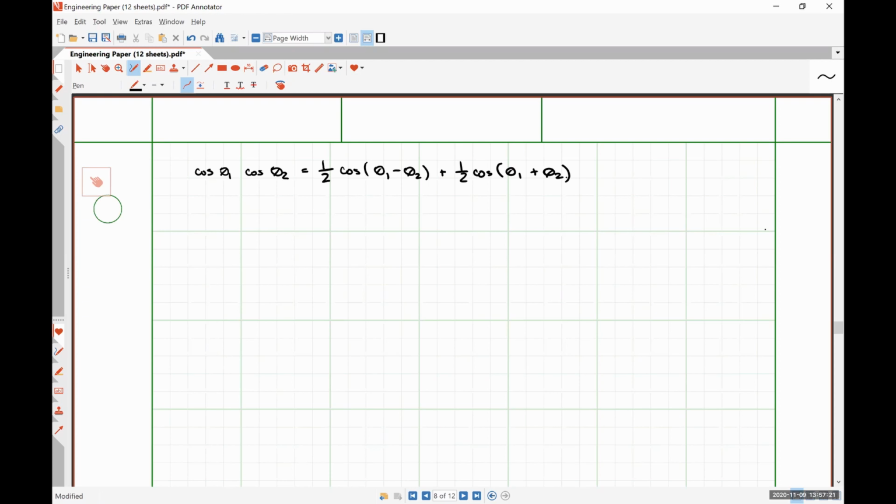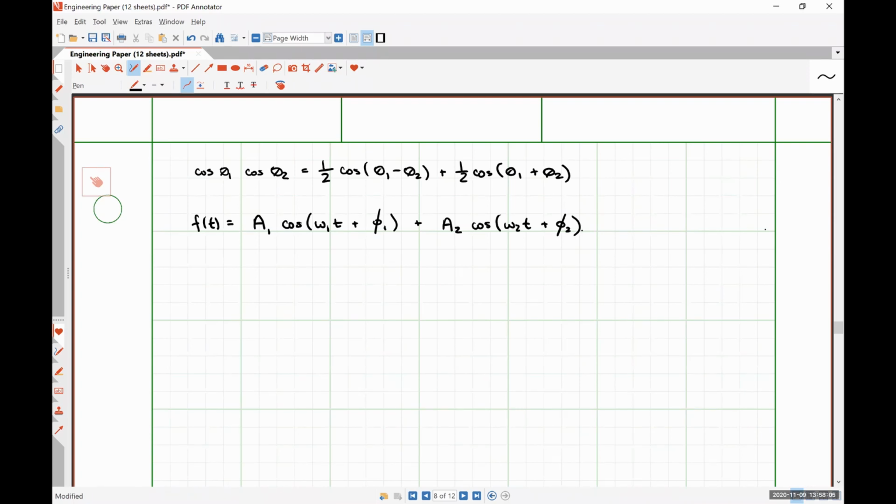So if I have a signal, let's call it f of t, equal to a1 cosine of omega 1 t plus phi 1, so it's not as confusing, plus a2 cosine of omega 2 t plus phi 2.